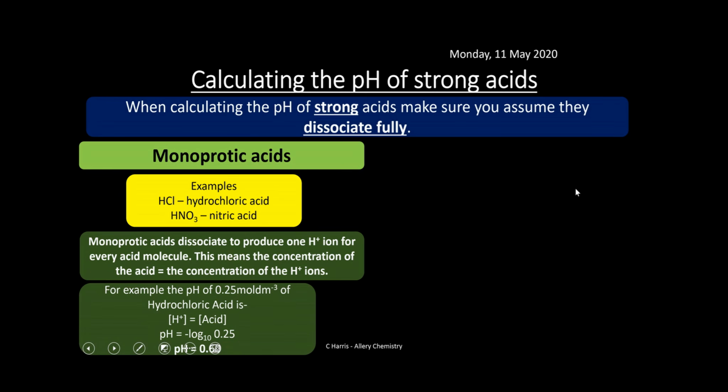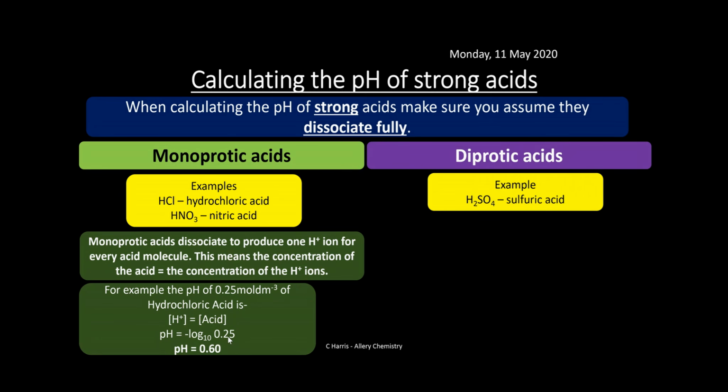So for example, the pH of 0.25 moles per dm cubed of hydrochloric acid: H plus equals the concentration of the acid. So therefore, when we use our pH equation, we can just use the same number. So it's the minus log of 0.25. Put that into your calculator, and the pH is 0.6. Fairly straightforward. It gets a little bit more complicated with weak acids. We'll look at them later.